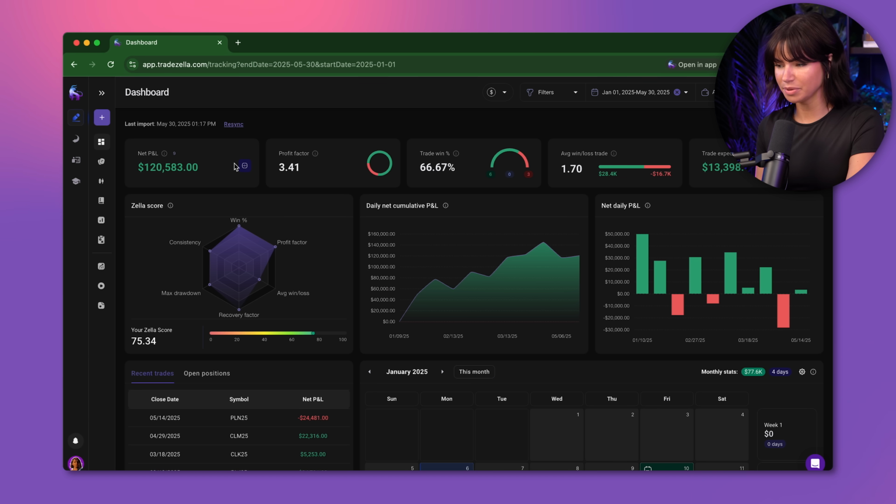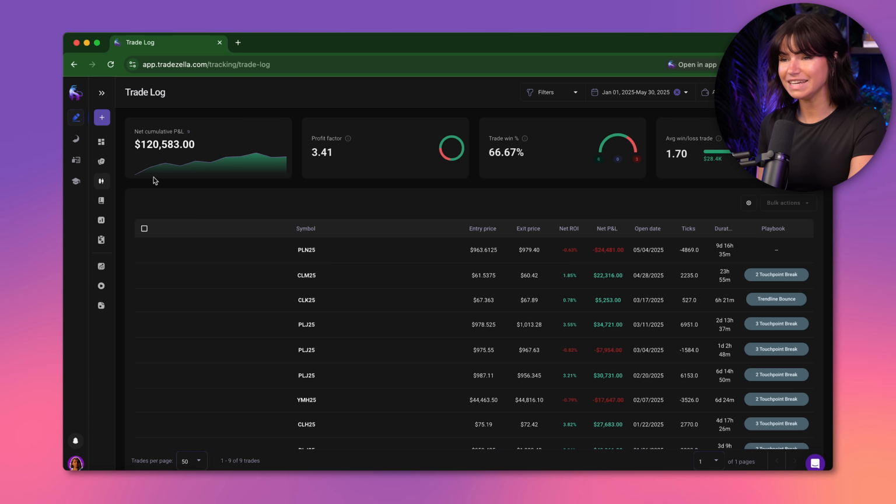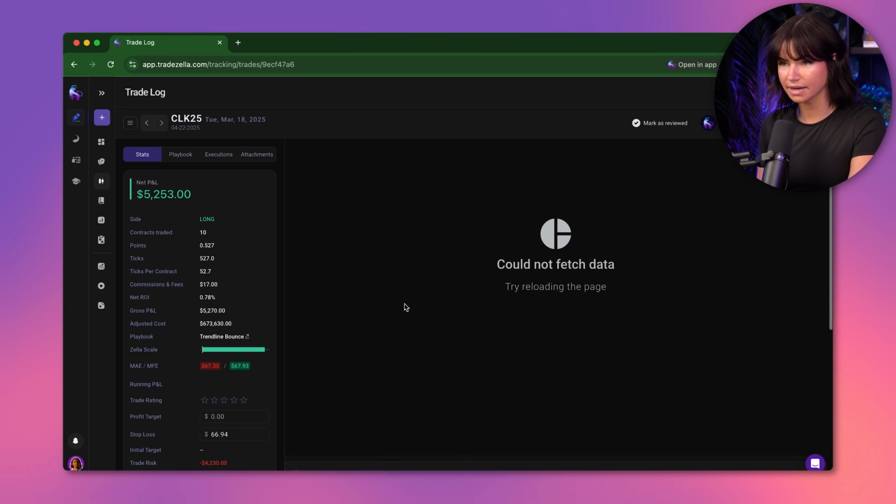So here is the TradeZella platform. This visually shows me what I'm doing right, what I'm doing wrong, and allows me to track all of my stats here. I can see my win percentage, my average win to loss, my profit factor, and then I can even go into each individual trade and see what went right and what went wrong.